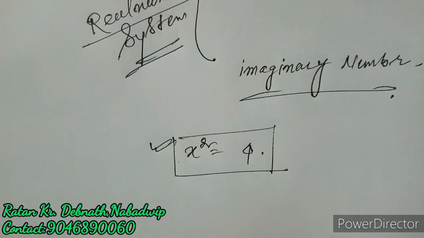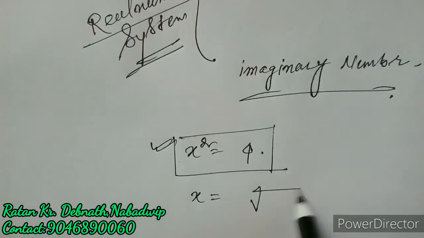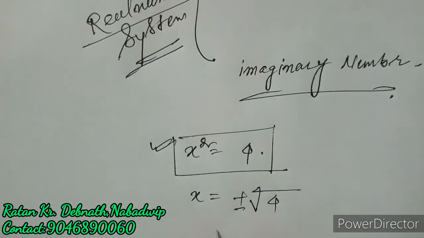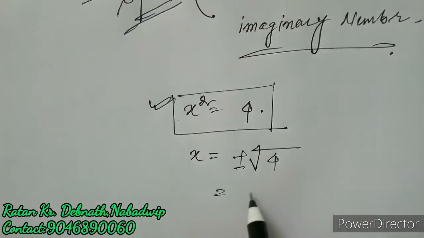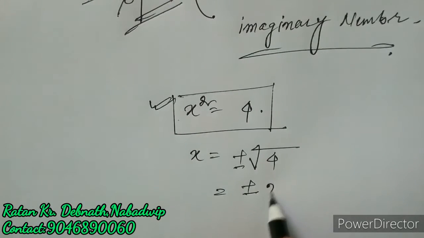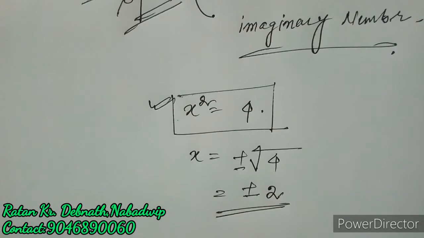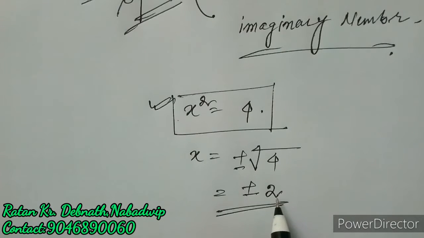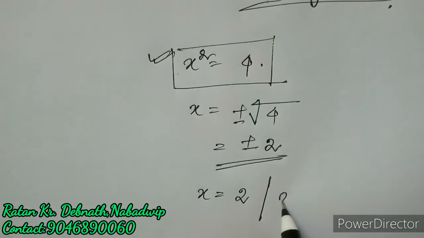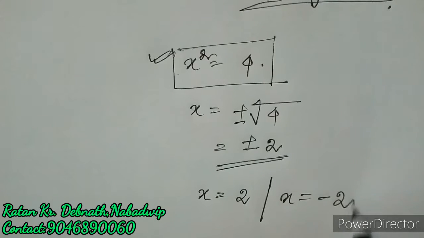This is nothing but a simple quadratic equation. Now, what are the roots of this quadratic equation? x equals plus minus root 4, that is x equals plus minus 2. What does it mean? The roots of this equation are x equals 2 or x equals minus 2.